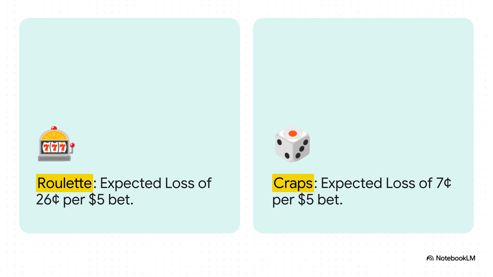So let's put them side by side. The verdict is pretty clear. With roulette, you expect to lose 26 cents. With craps, you expect to lose just 7 cents. So even though roulette dangles that giant prize in front of you, craps is, without a doubt, the statistically smarter bet. In the long run, you'll lose your money much slower.